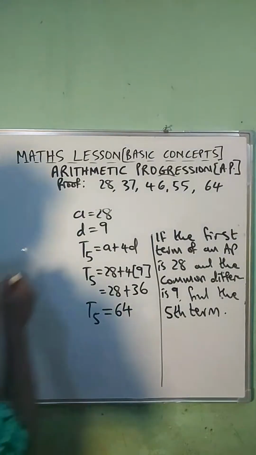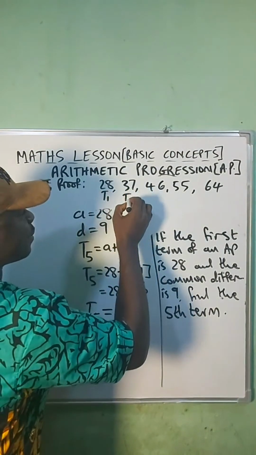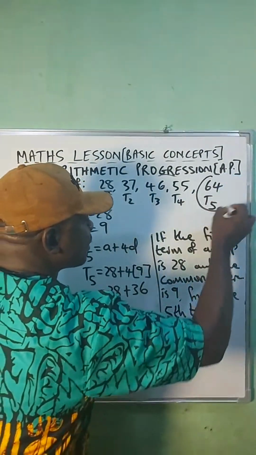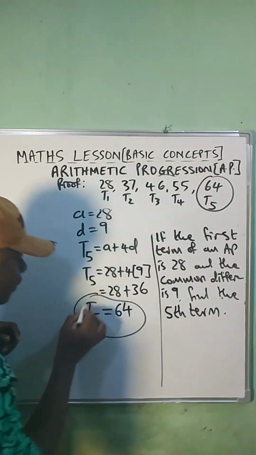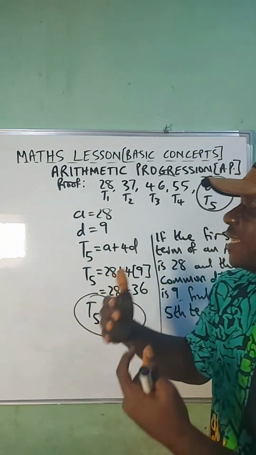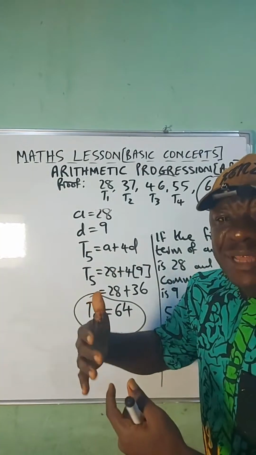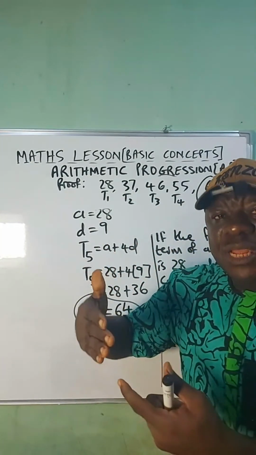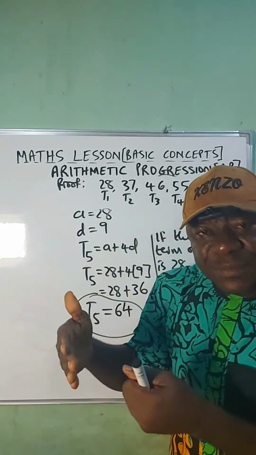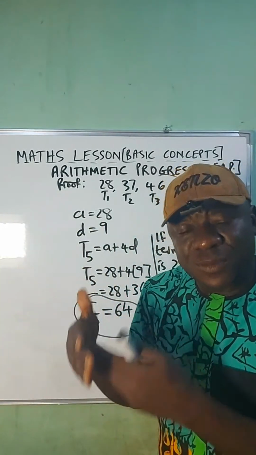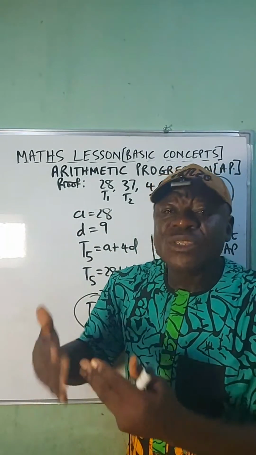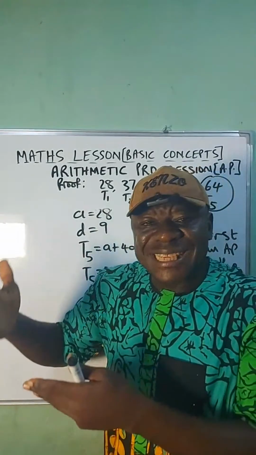So this is the first term, this is the second term, this is the third term, this is the fourth term, then this is the fifth term. Which means it's an arithmetic progression. Since the first term is 28 and the common difference is 9, if I add 9 to 28, I'll get the next term, which is 37. If I add 9 to 37, I'll get 46. If I add 9 to 46, I'll get 55. If I add 9 to 55, I'll get 64.